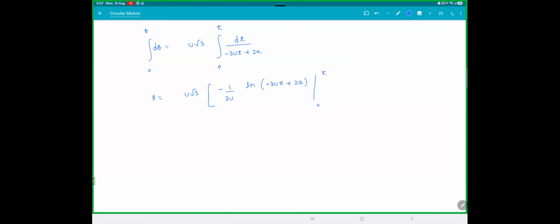Limits will go from 0 to t. U and u will cancel. We get minus 1 by √3. First substitute t, which is 2a minus 3ut. Then substitute 0, we get ln 2a.